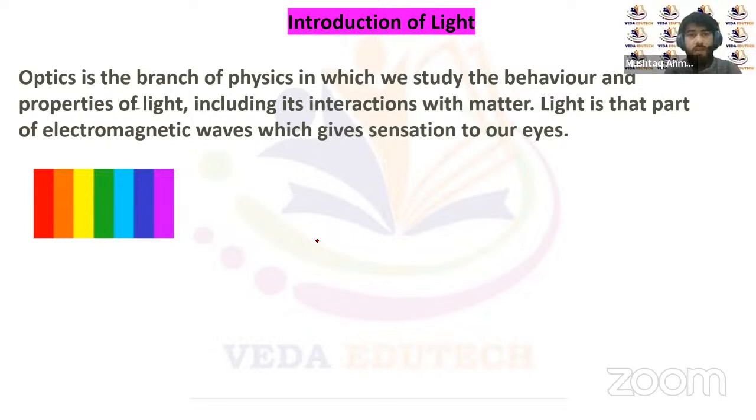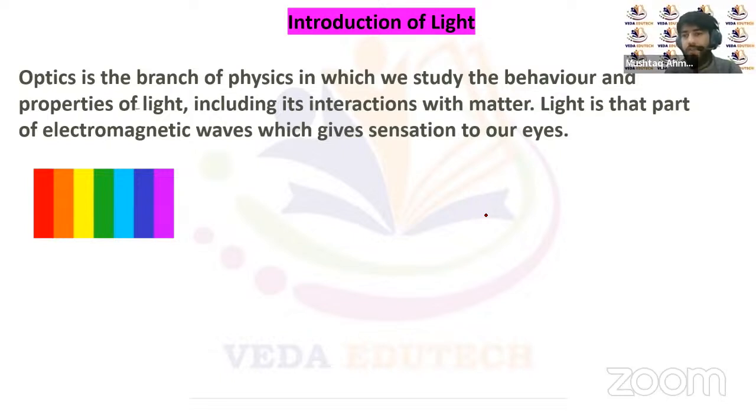An important point about light is that it does not need a material medium for its propagation. Without a material medium, it can propagate in vacuum, and it can propagate in any medium with different speeds. The part of the electromagnetic spectrum that we are able to see with our naked eyes, we call the visible region.